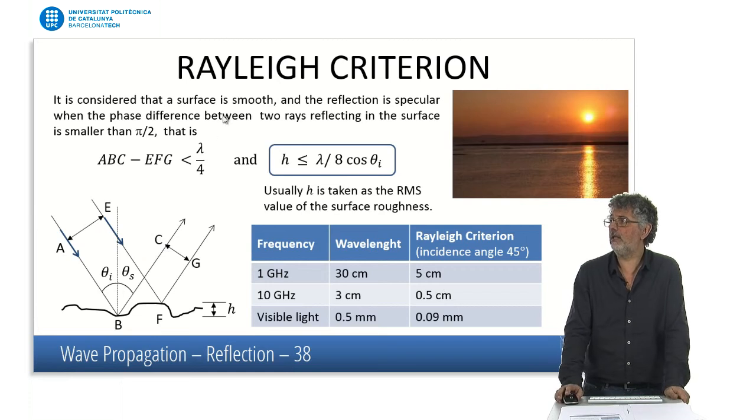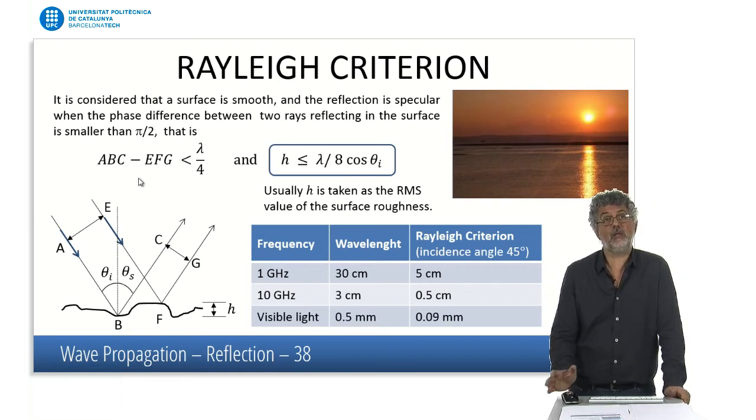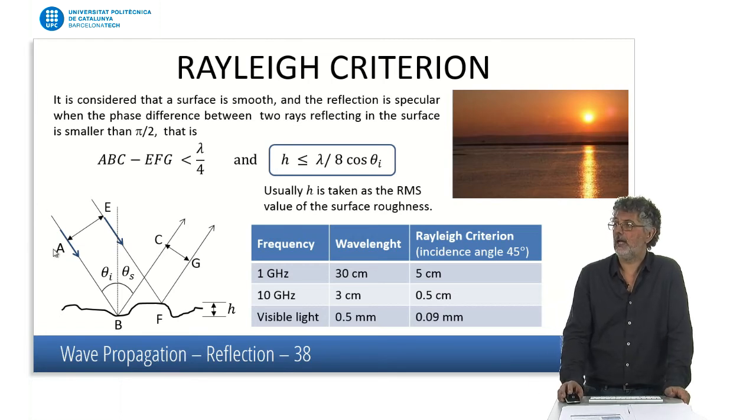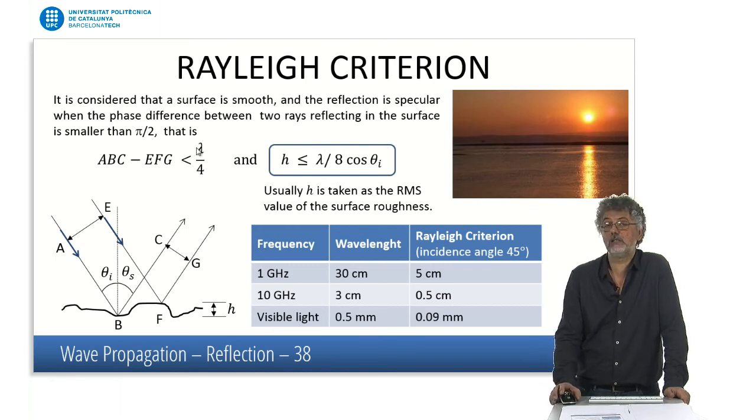Usually, there is what is known as a Rayleigh criterion that tells us when I can consider that I have reflection or scattering. And the idea is the following. I have a rough surface here, and I have an incident ray, and I have a reflected ray. If I assume that the distance ABC, compared to the distance EFG, is smaller than a quarter wavelength, I can assume that this is a smooth surface, but if that difference is larger than a quarter wavelength, then I'm assuming that we have a rough surface.